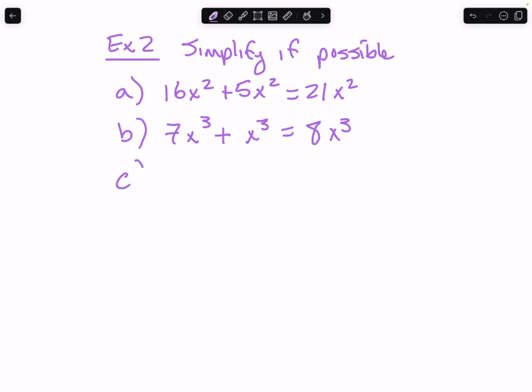Okay, let's do one more. What if I have 10x squared plus 8x cubed? Well, notice just by reading those that I have x squared and x cubed. We can't add those together, so they cannot be simplified further.